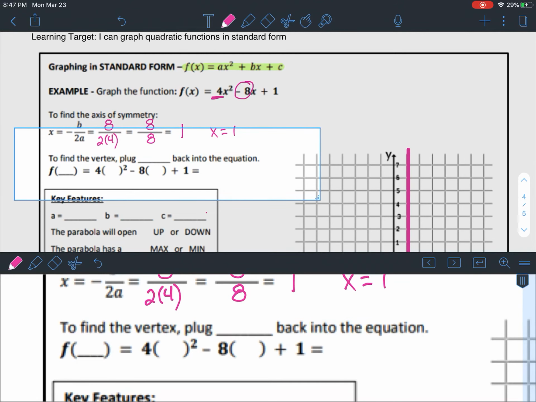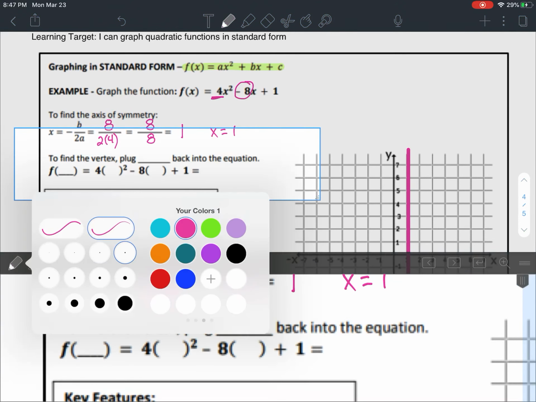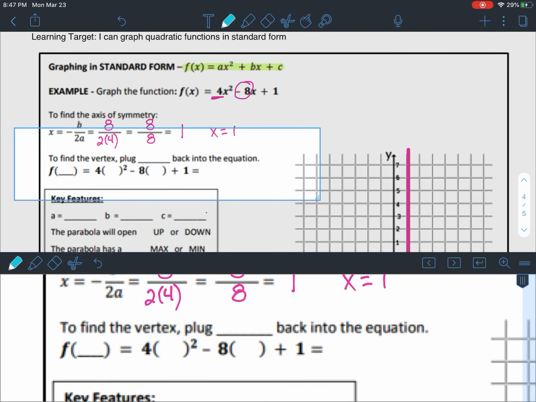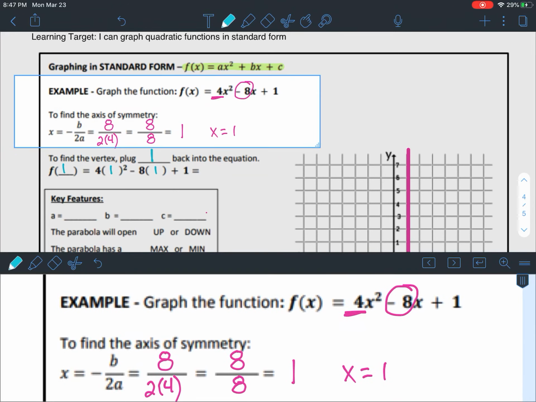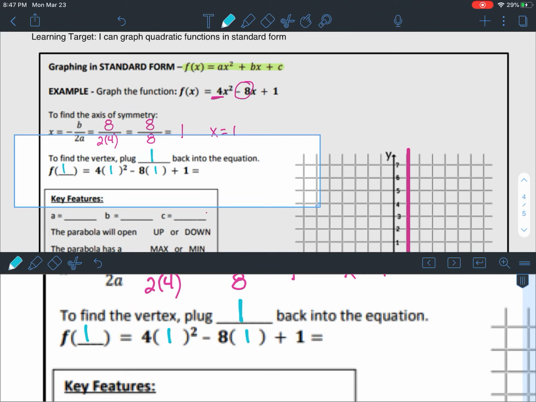We're going to find the vertex. So we're going to plug our 1 back into our equation. To find the vertex, we plug in our axis of symmetry value back into our equation. So our axis of symmetry here was 1, so I'm going to say f of 1. I'm going to plug 1 in everywhere where there was an x value. If you look back up at our equation, it was 4x squared minus 8x plus 1. So I'm just going to plug 1 in wherever there was an x.